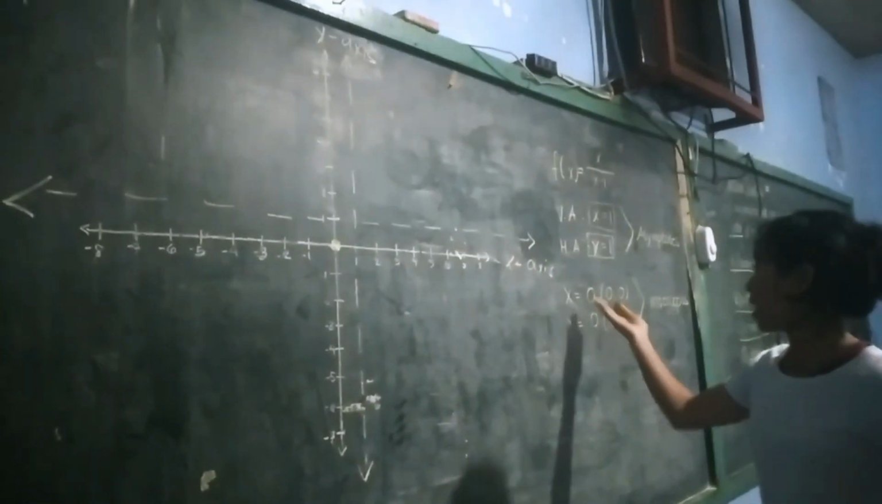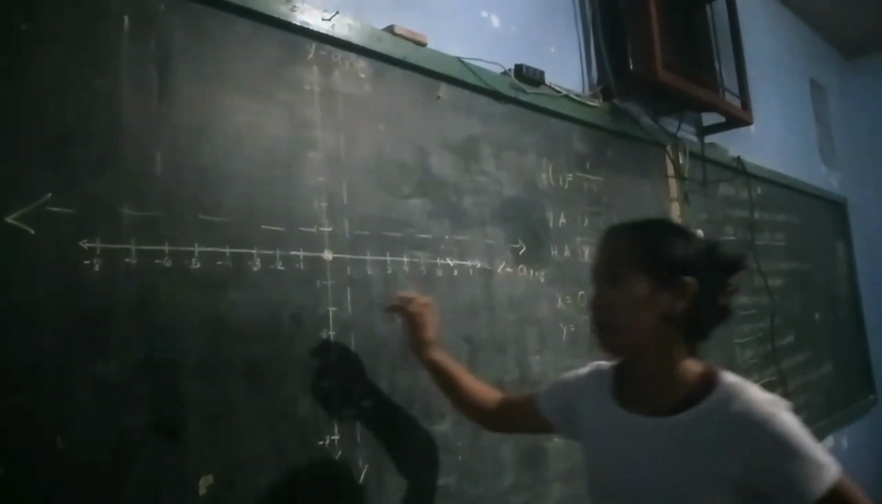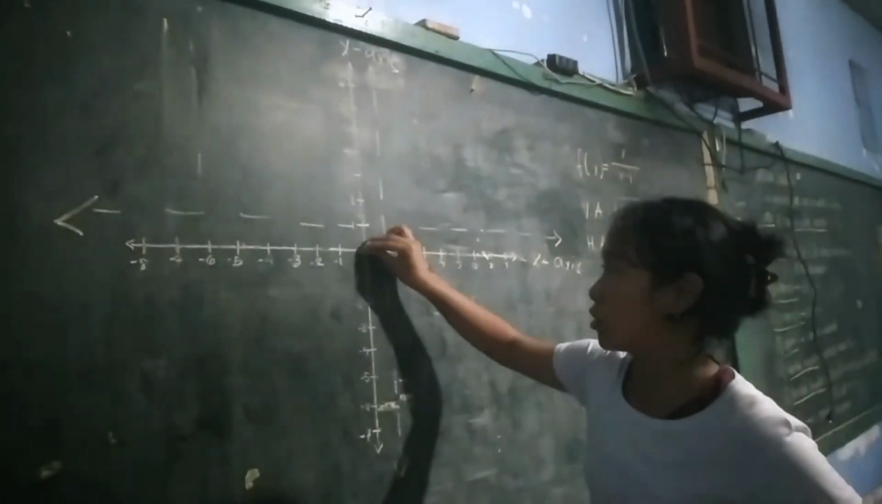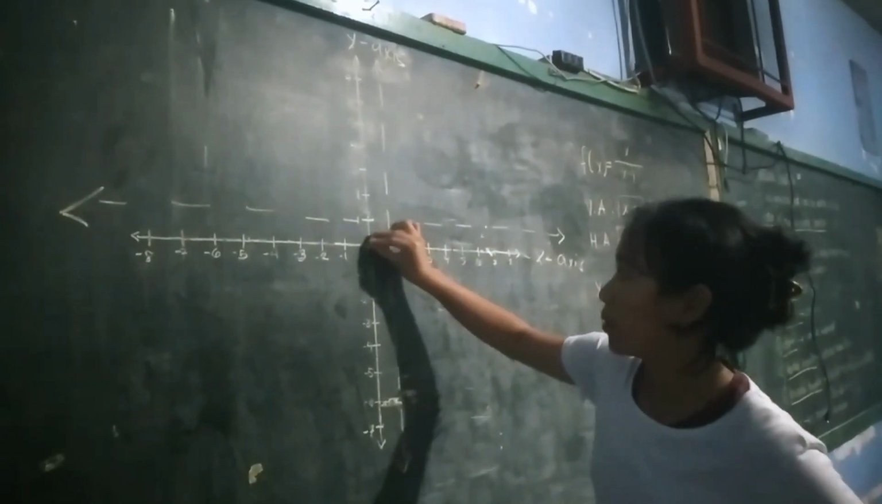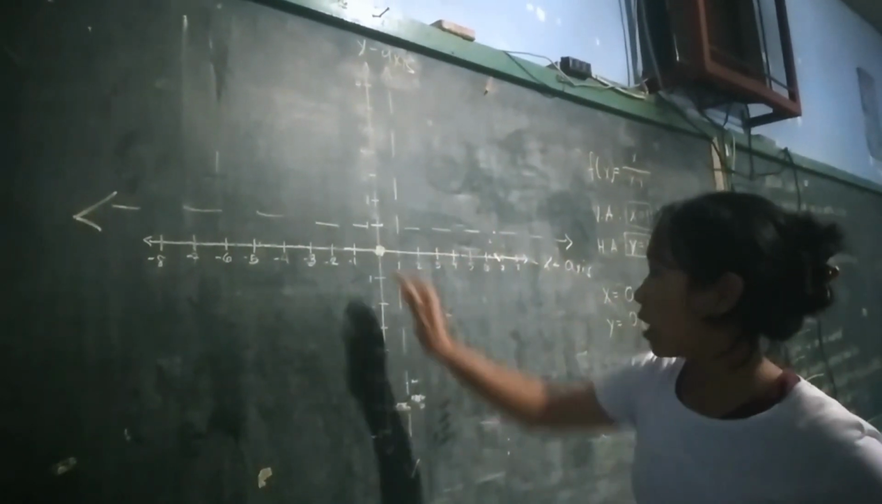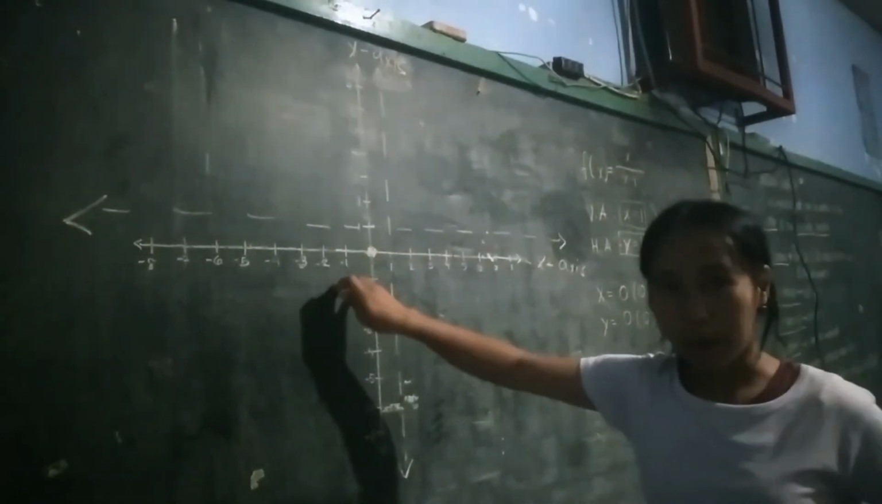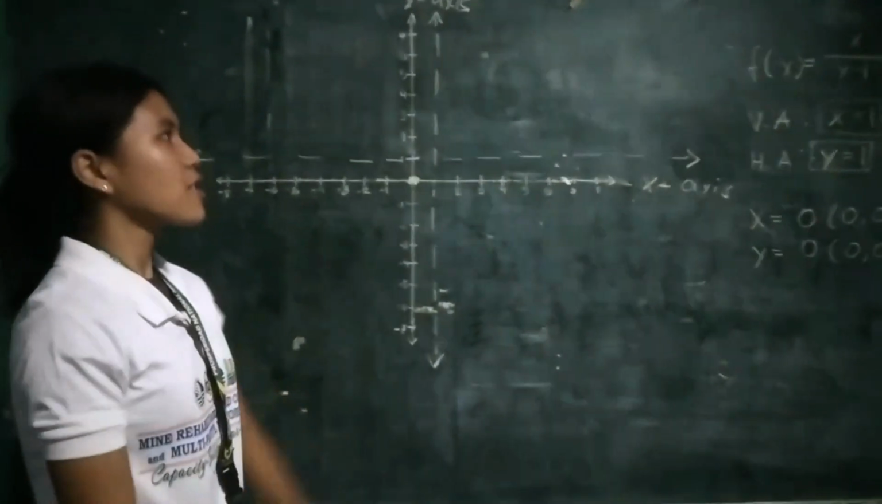Since our x and y intercept is (0, 0), the intercept is of course here at the origin, which is (0, 0). Now that we have drawn the broken lines and found the intercepts, let's plot.